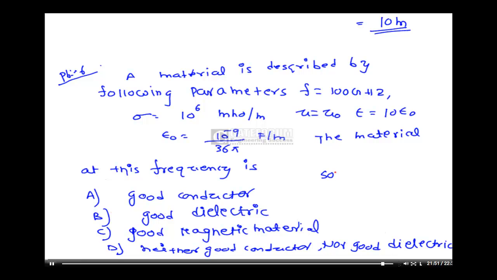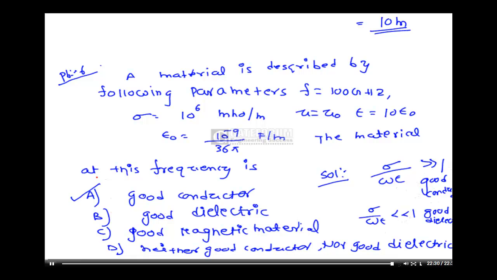The solution to this problem is very simple. Just calculate the ratio sigma by omega epsilon. If this value is much greater than 1, then it is a good conductor. If sigma by omega epsilon is much less than 1, it is a good dielectric. So calculate this ratio and verify whether it is much greater than 1 or less than 1. For this problem, if you calculate, it is much greater than 1. So the answer is option A, good conductor.